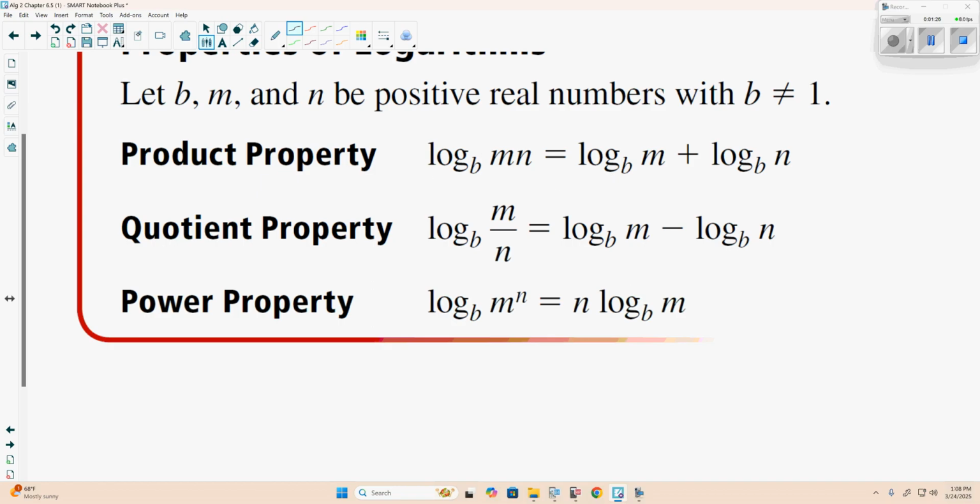But it also works out that if we have two logarithms with the same base being added together, we can rewrite it as a single log with what's inside being multiplied. Our quotient, if we have two things being divided inside the log, we can rewrite it as two logarithms being subtracted. And our power property says that if we have a number to a power, we can move that exponent out front.